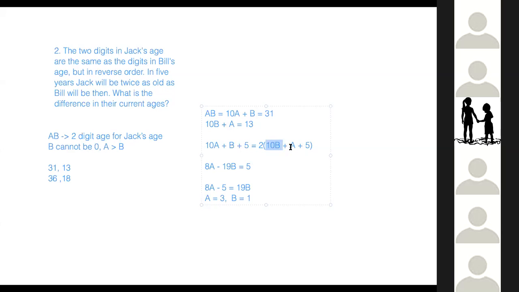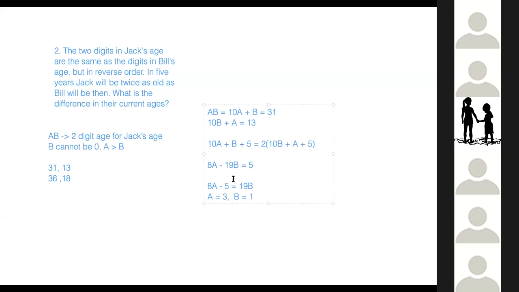So Bill's age is 10B plus A plus 5 in 5 years from now. Twice that should be equal to Jack's age, and solving this gives us this relation: 8A minus 19B is equal to 5. And the important piece here is that we need this to have integer solutions, right?